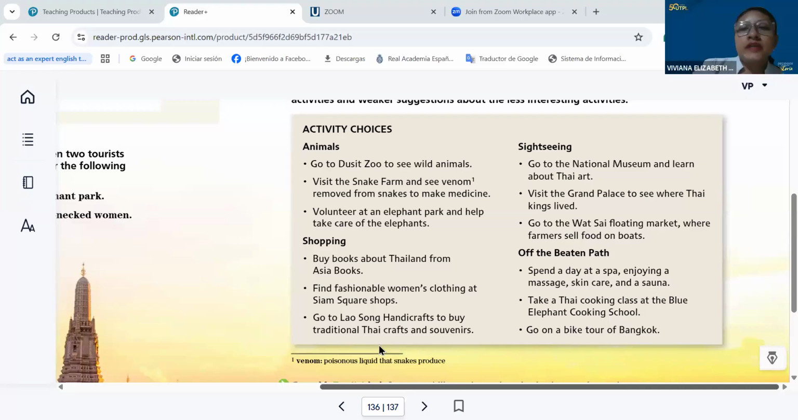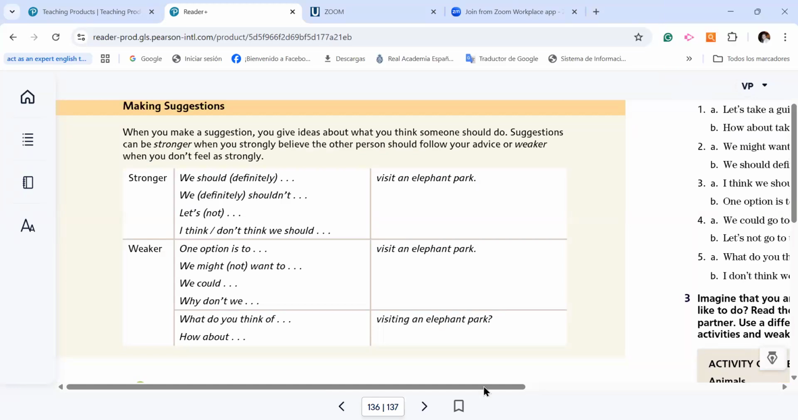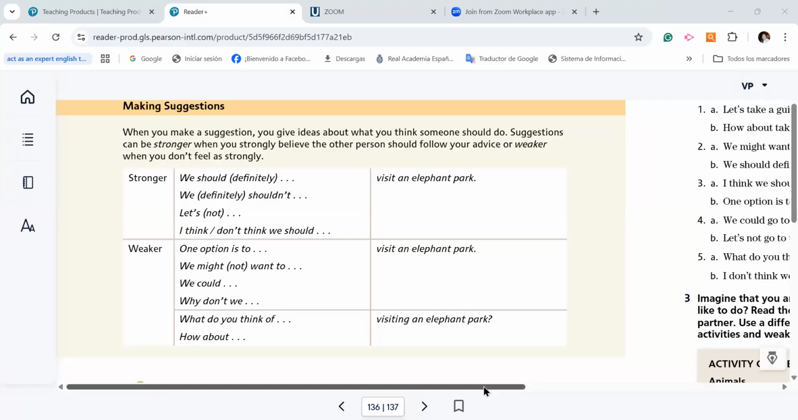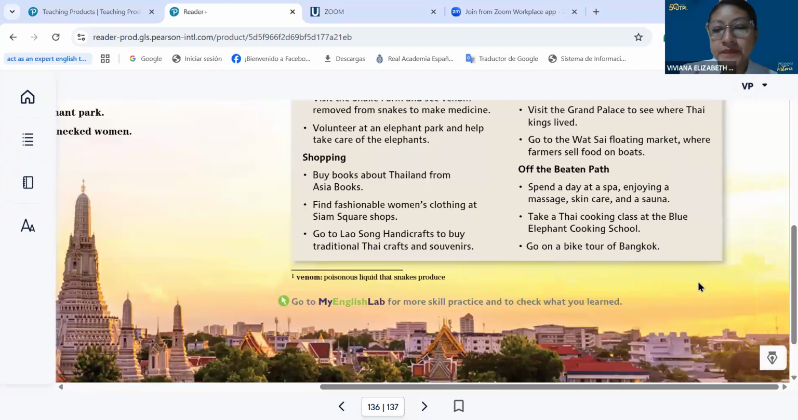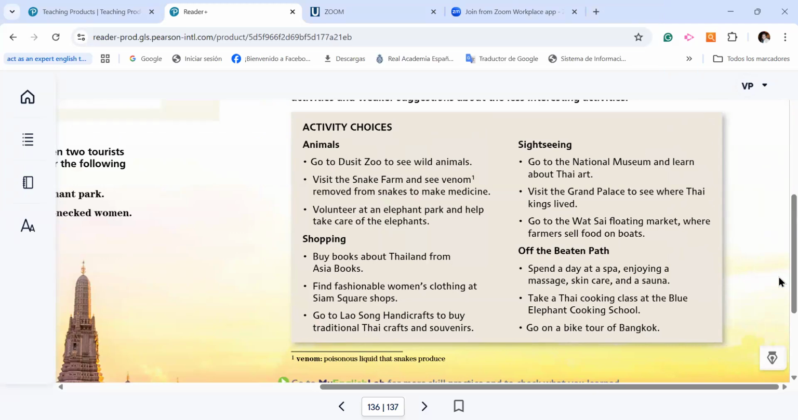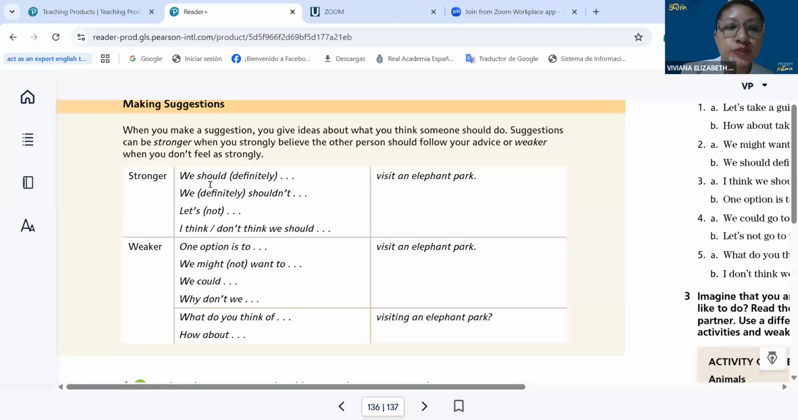Okay, yeah. I noticed that you use should. And Emily, that is what I asked you to make suggestions by using should, we definitely should, or something like this, as Kayla mentioned. Can you try again, Emily? Okay, teacher. What category? Any of them. The sightseeing, okay? Go ahead. Suggestions is go to the National Museum and learn about. No, Emily, sorry. Use any of them. Should, let's, I think. One option is, might, could, why don't we?